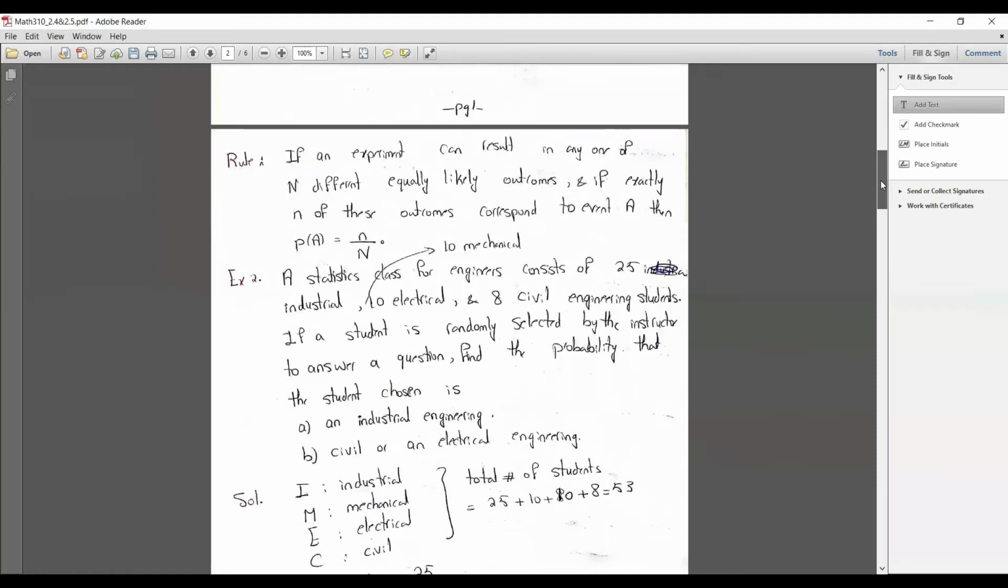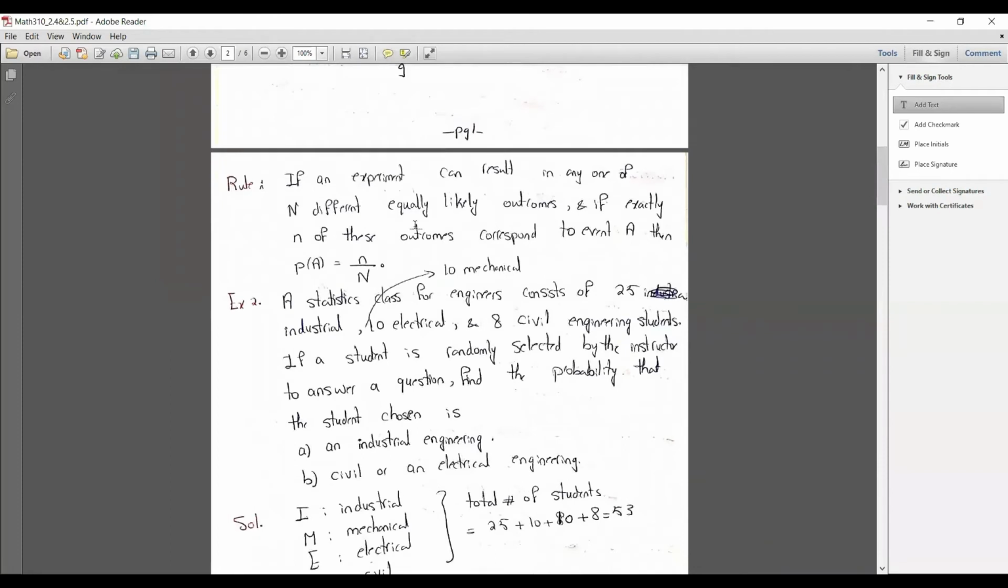Okay, guys. Here we have a rule, which we already applied before. If an experiment can result in any one of N different equally likely outcomes, and if exactly n of these outcomes correspond to an event A, then P of A is equal to n over N. This is exactly what we said before when we tossed the coin twice, with tail and head. We wanted to find the probability of A that we wrote at the beginning. We got P of A equal to 2 over 4, which is half.